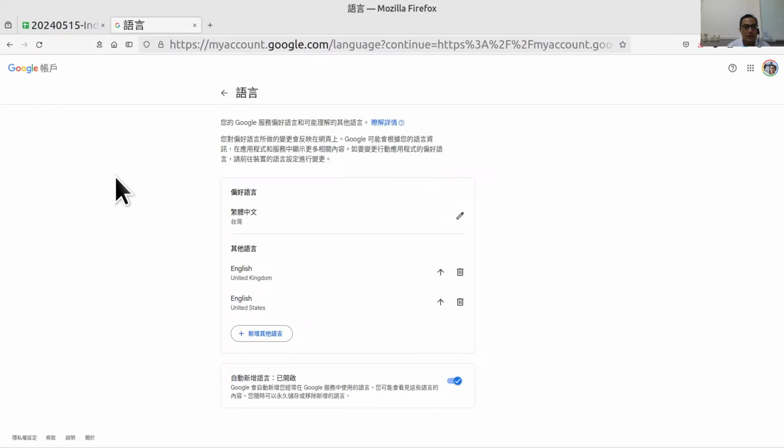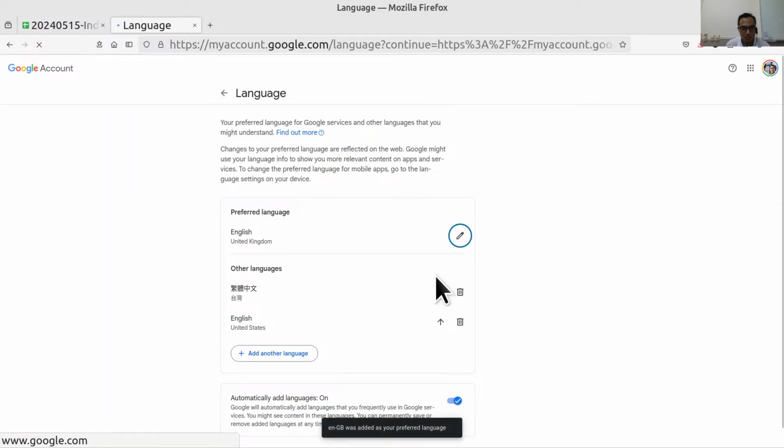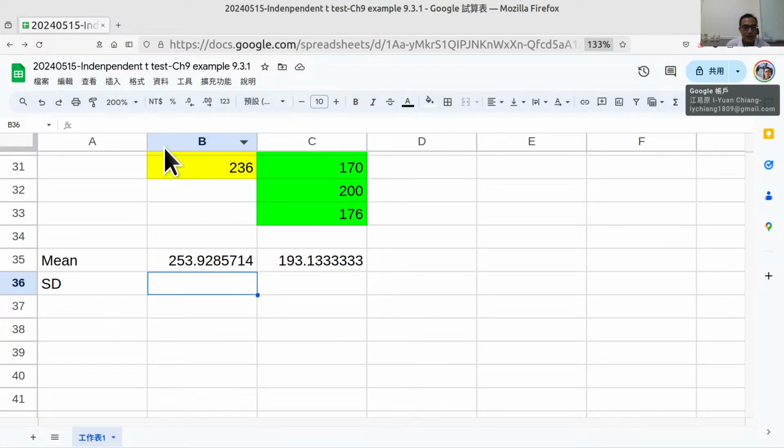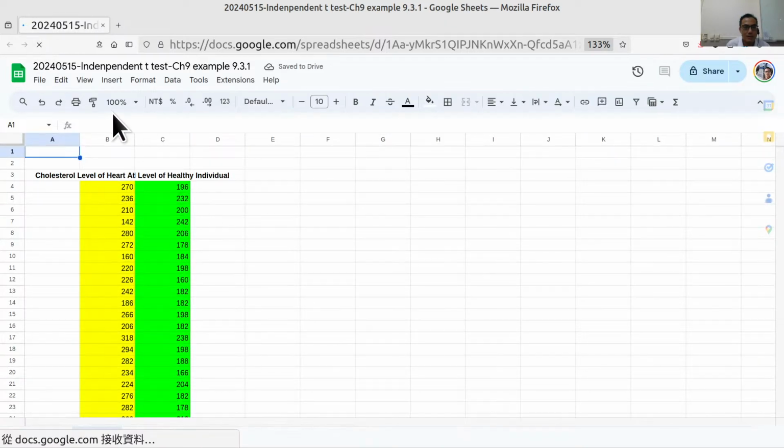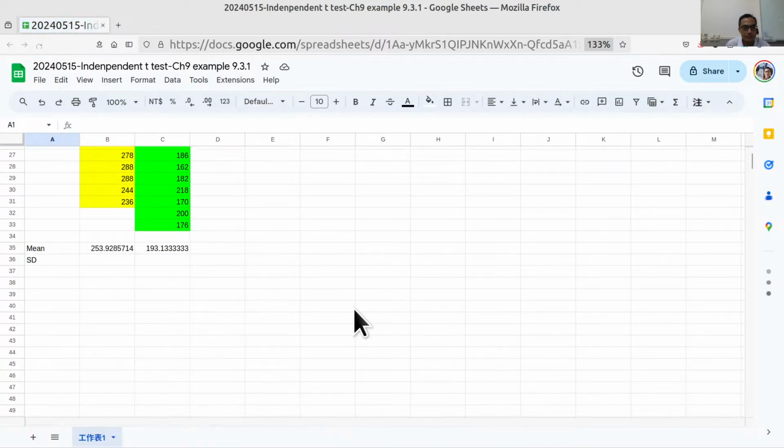Okay, and here's the language setting. I set English in UK because the unit is in metric, not in inch. Okay, I get it. Okay, now it's in British English here.